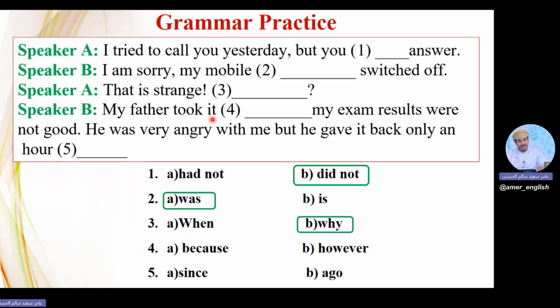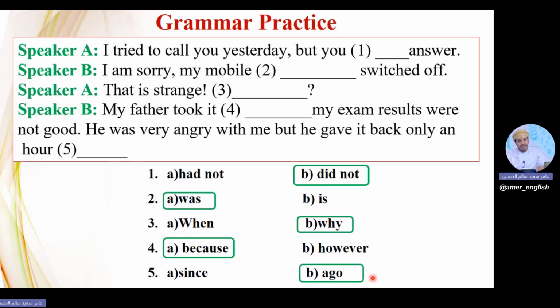Let's read it again. My father took it because or however my exam results were not good. So here, my exam results were not good, so this is a reason why his father took it from him. So the answer is because. Very good. And the last one: he was very angry with me, but he gave it back only an hour since or ago. Of course, we use since when it is followed by a particular or specific time. So we can use what? An hour ago. So this is the answer for this question.